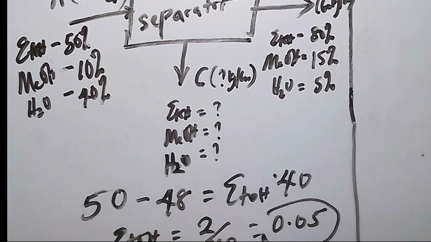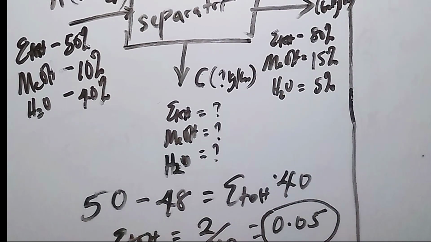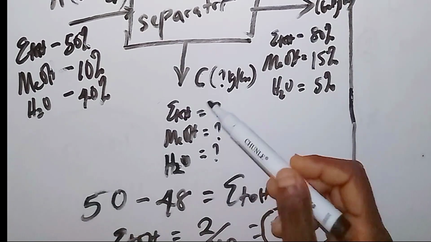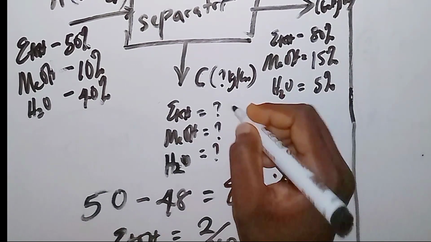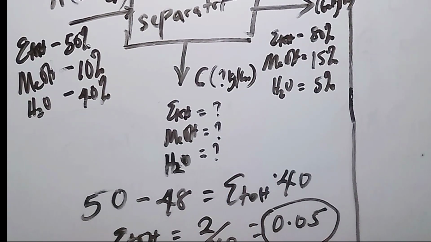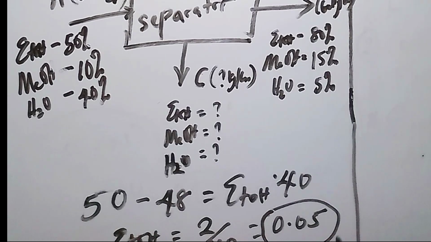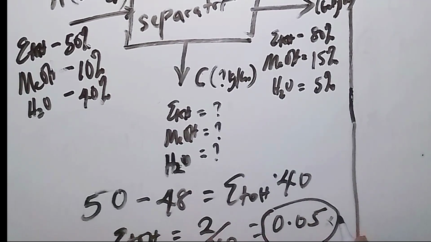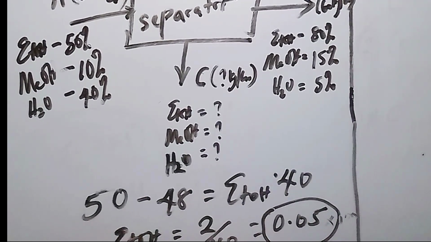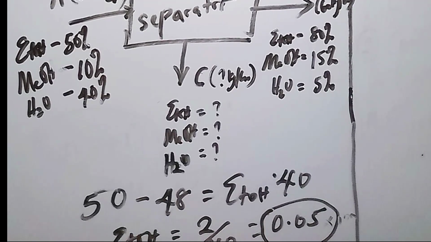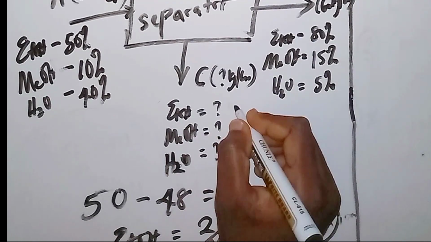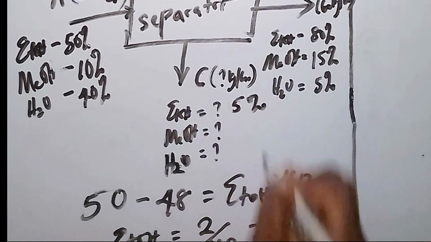So this is the mass fraction of ethanol in C, so we can put 0.05. Now, this is the mass fraction. To convert it to mass percent, all we need to do is multiply by 100. So this becomes 5%. So ethanol becomes 5%.